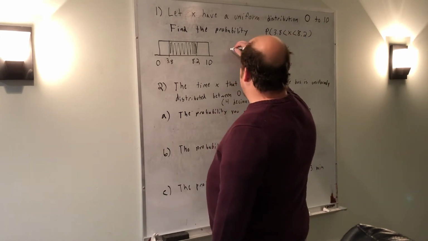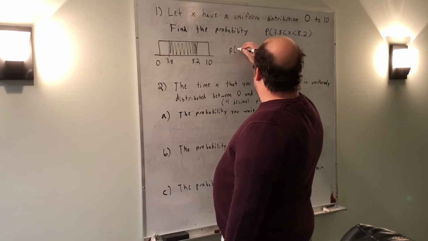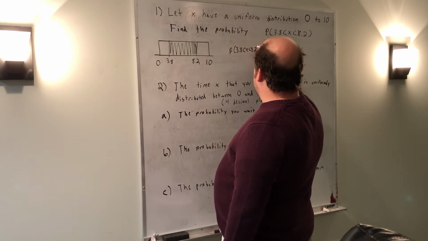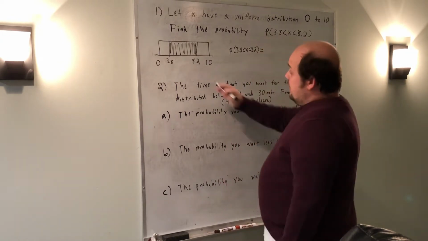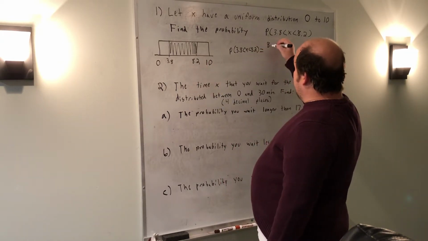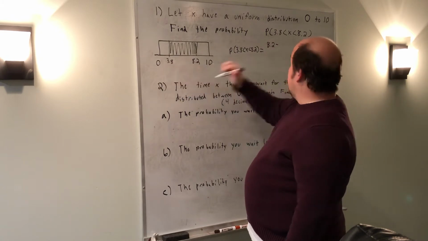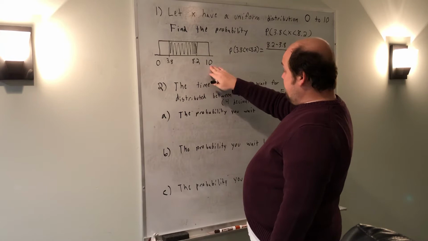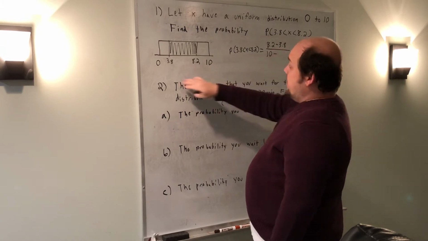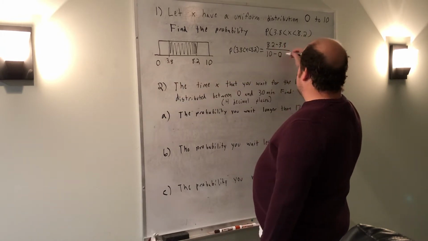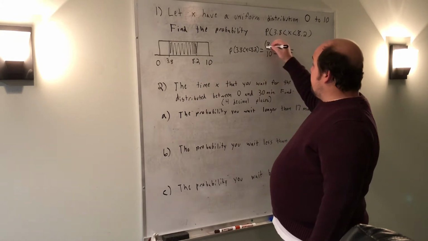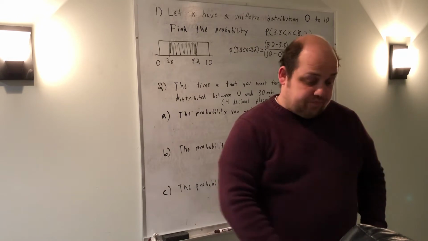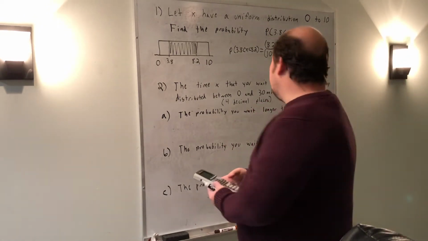So in this case, the probability that 3.8 is less than x is less than 8.2 equals on top, end of shaded area, 8.2, minus start of shaded area, 3.8, divided by end of total sample space 10 minus start of total sample space 0. I want to make sure when I'm putting this in my calculator that I understand there's parentheses around the top and bottom so that I'm doing the division last.